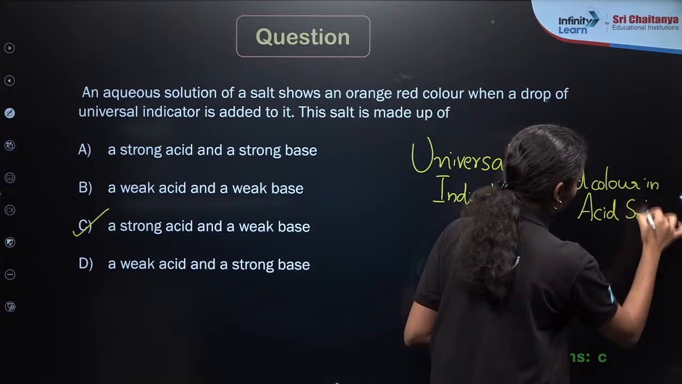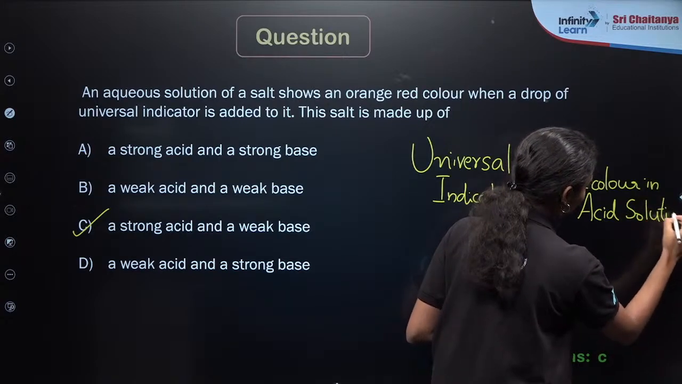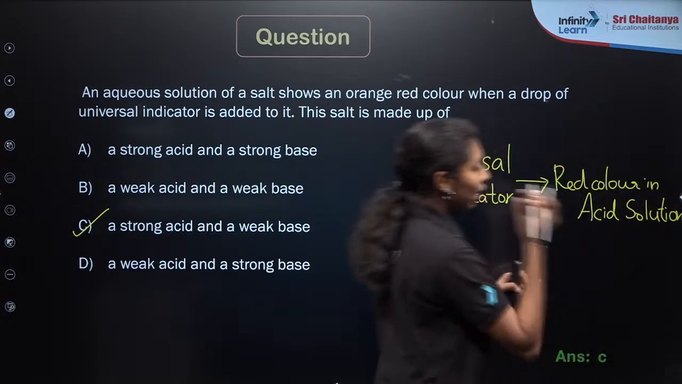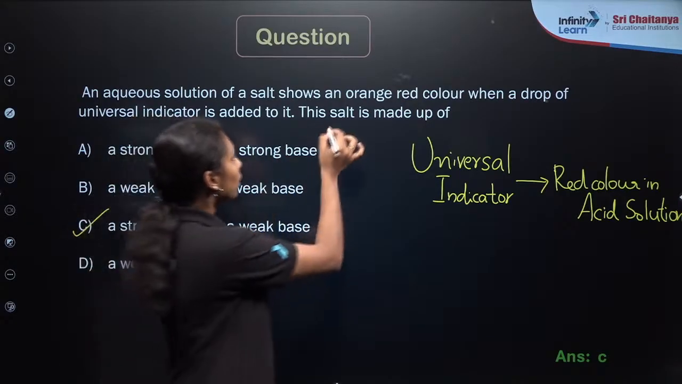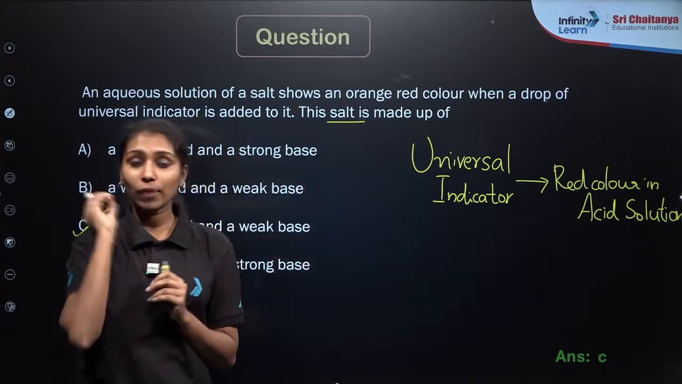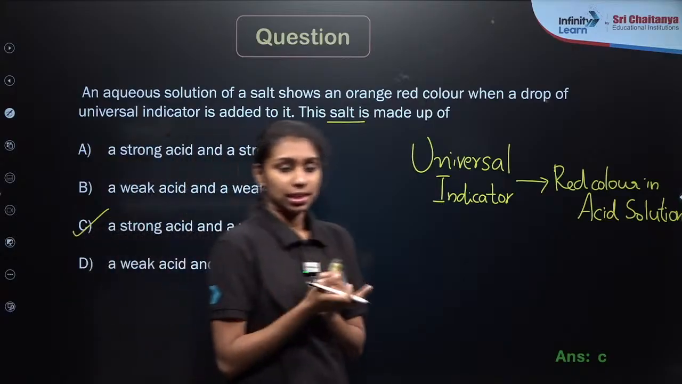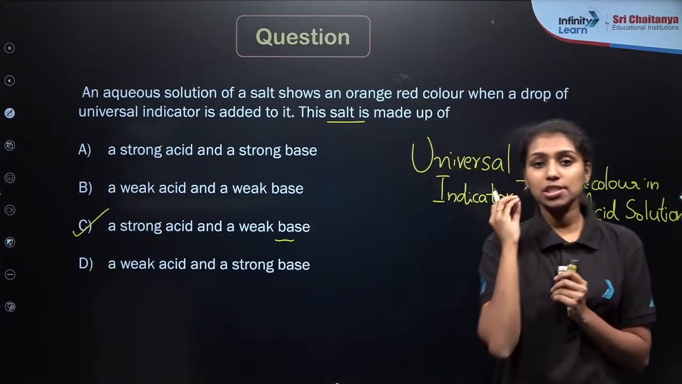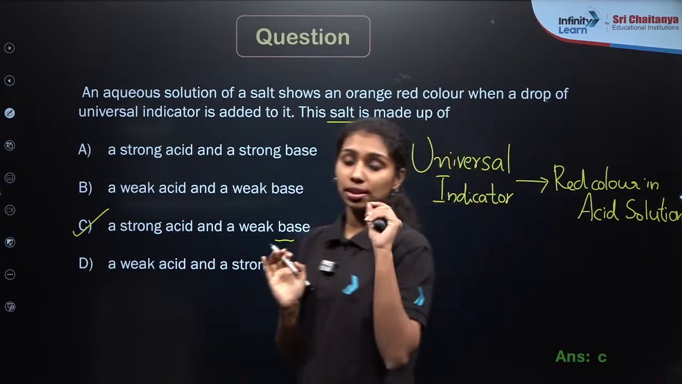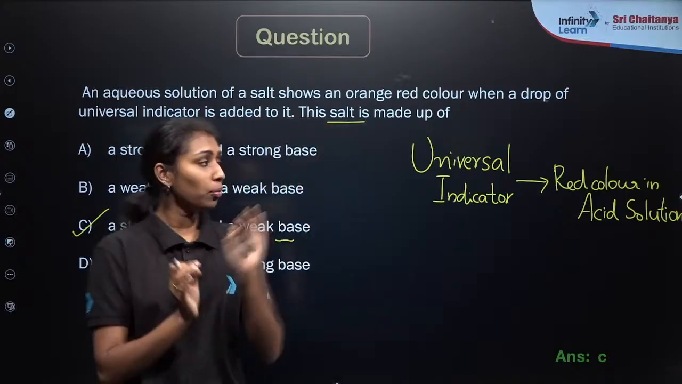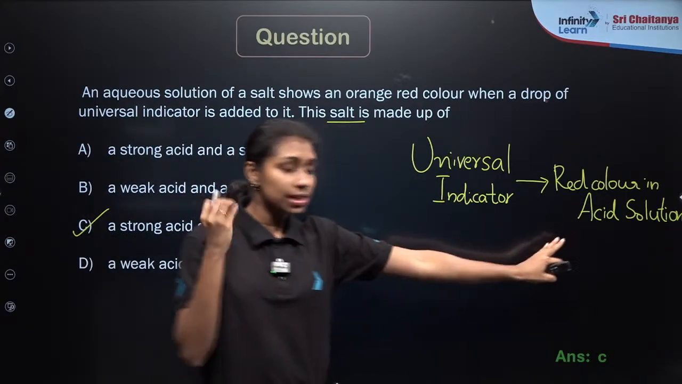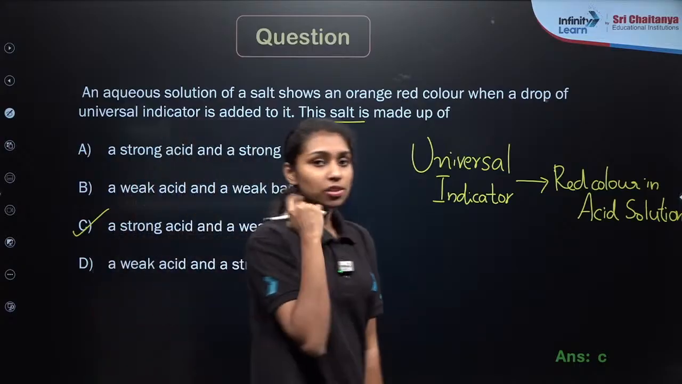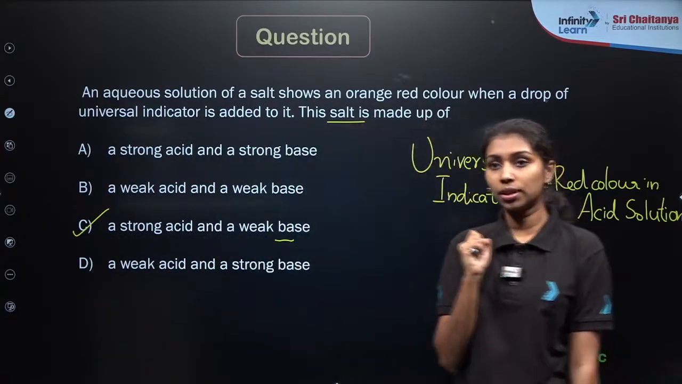Is that clear? If you take any acid solution, it will turn red when we add universal indicator. As we already know, the salt can have an acidic nature. We have already seen in the neutralization reaction that whenever a base and an acid combine, they form a salt. So in order to get an acidic solution, one of the acid or base should be strong, right?